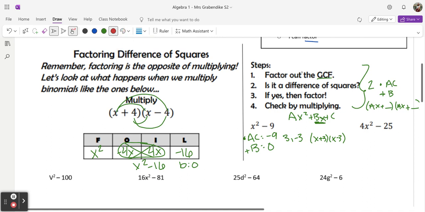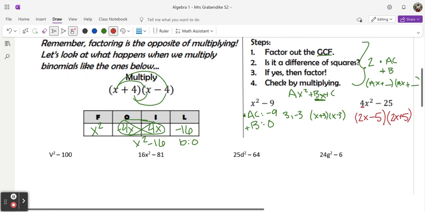On this next one, I'm going to do the trick, right? So there's no GCF, and I'm recognizing that 4 is a perfect square and so is 25, and my B term is 0. So because of that, then I'm going to take the square root of 4, which is 2. So we have 2x minus the square root of 25, which is 5, and then 2x plus 5. Okay. Again, if you recognize that, great. If you don't, also totally fine.